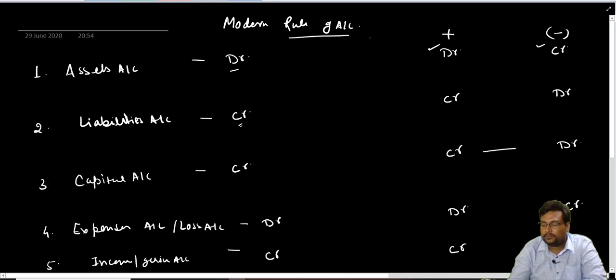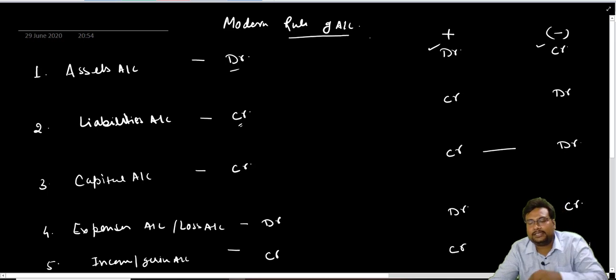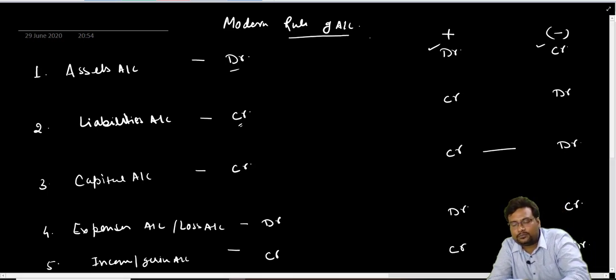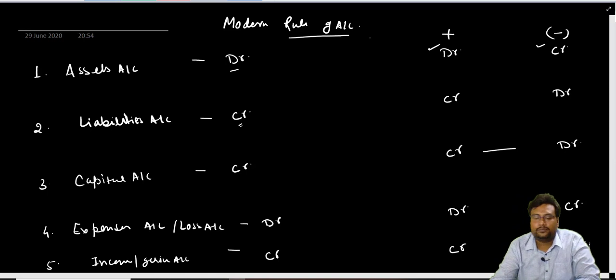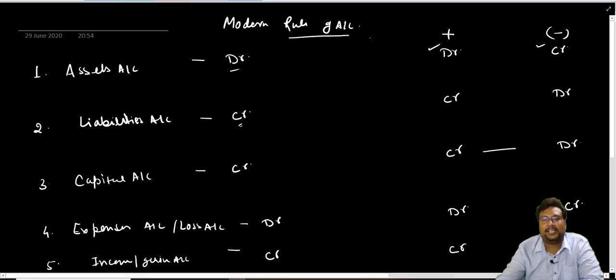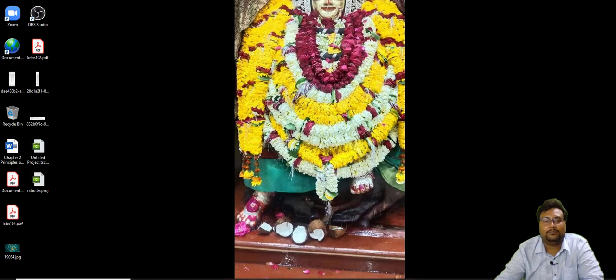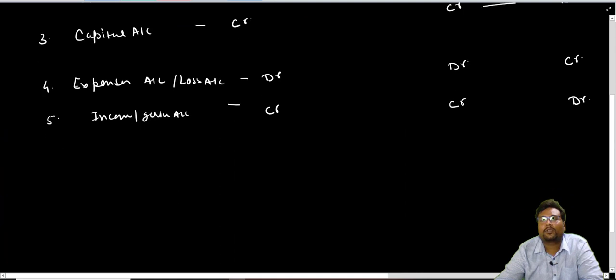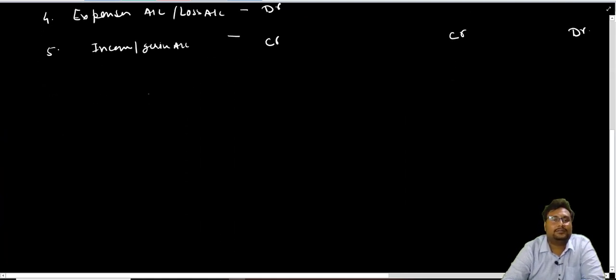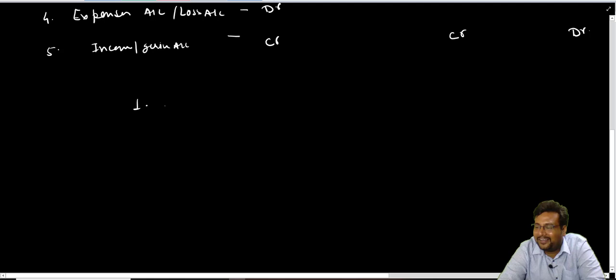Okay, chalo ji, let's do some practice on this particular topic. I'm just asking you, you just tell me the answer. Chalo ji, the first one is: increase in debtors. Increase in debtors.